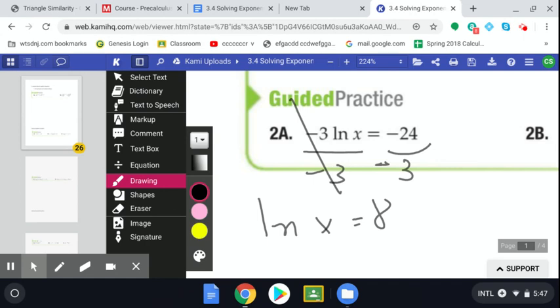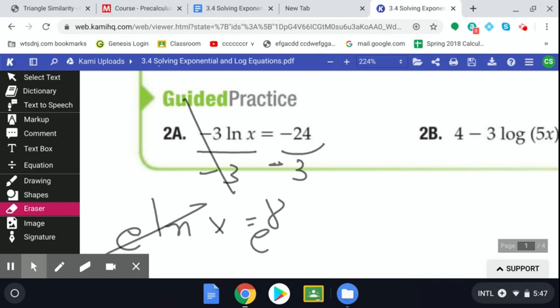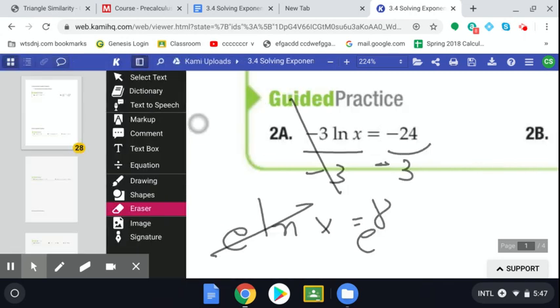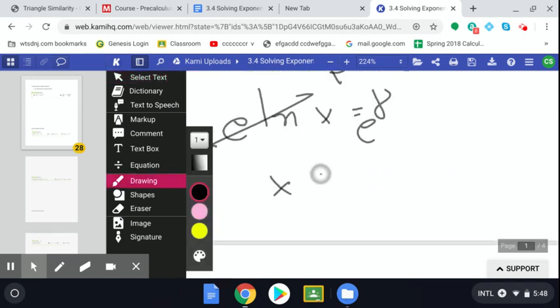Now remember, the inverse of natural log is e. So you can e both sides. Those will cancel out, and you're left with x being equal to e to the 8th. So that you can just put on the calculator.